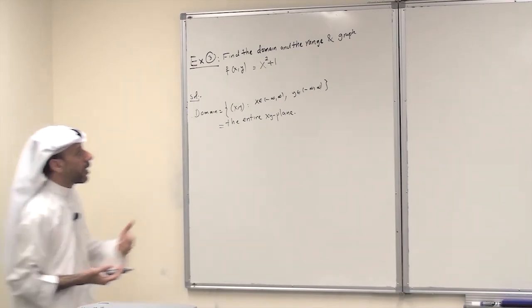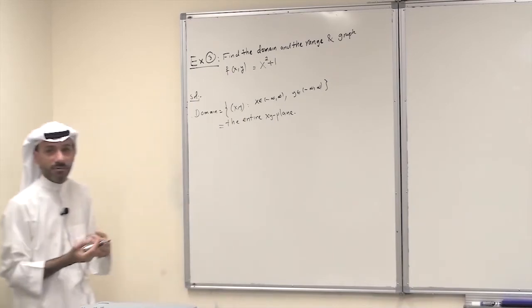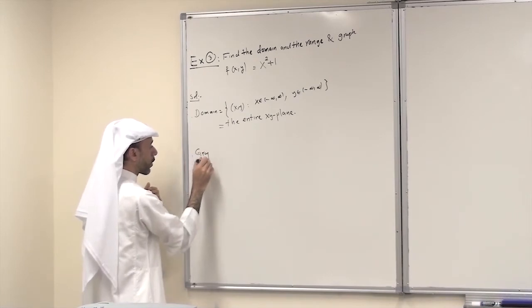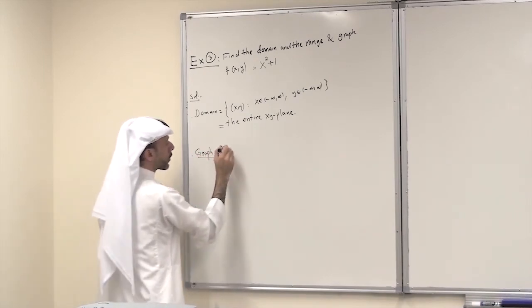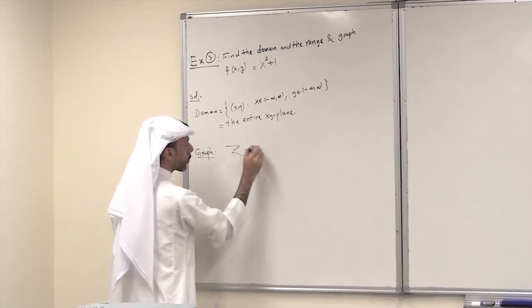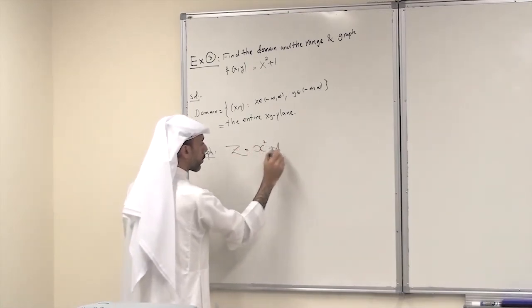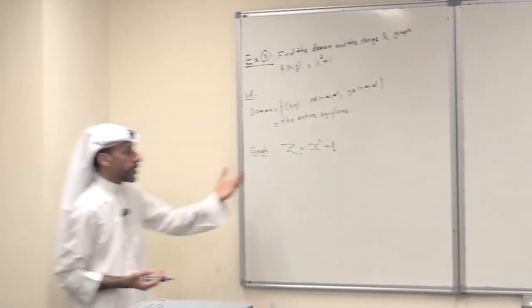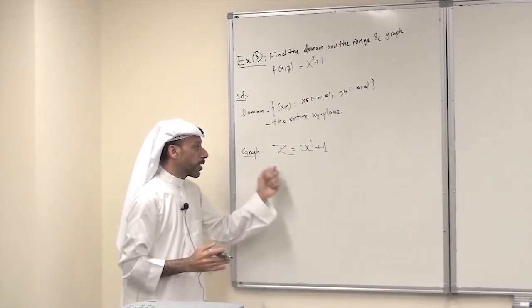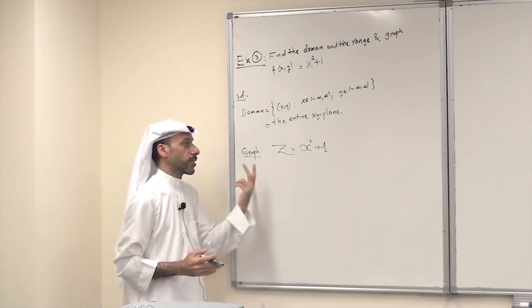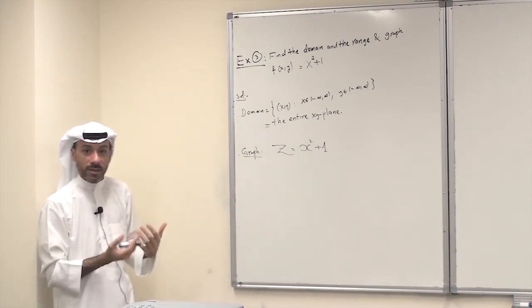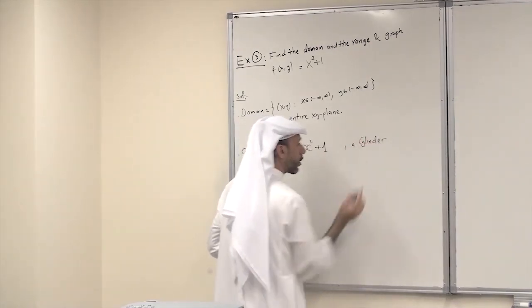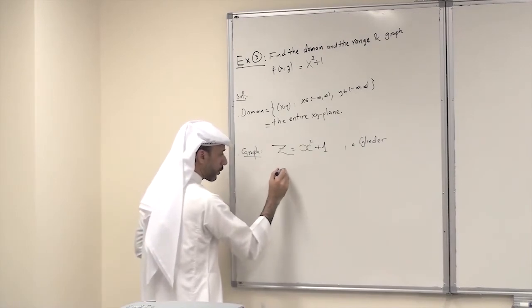For the range and the graph, let's see whether we can sketch the graph of the function or not. The graph is the function z equals x squared plus 1. What is the graph of this function? Well, it is a surface in three-space, but the equation contains two variables, x and z. So the graph is a cylinder.